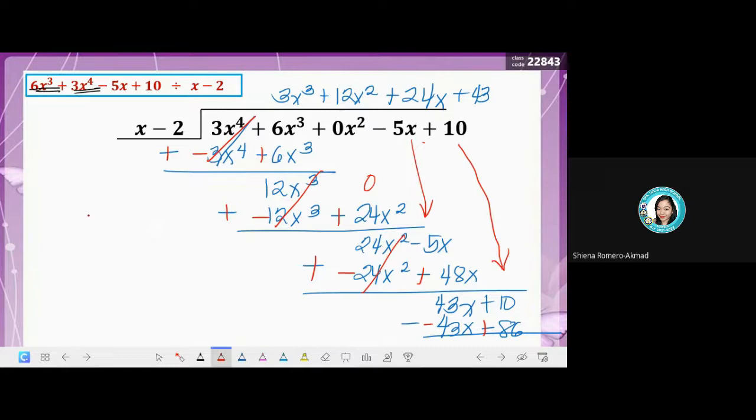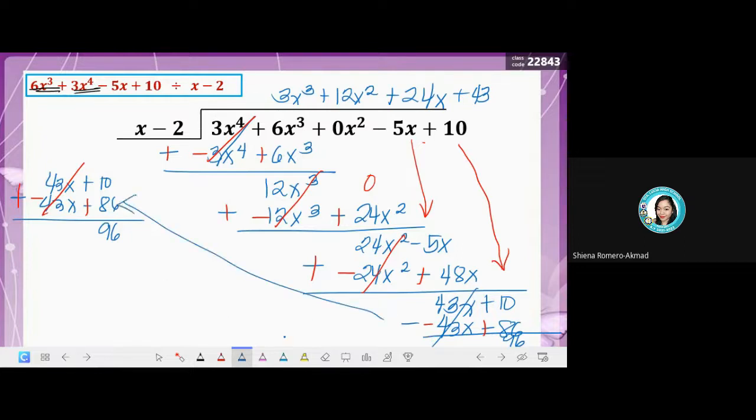It no longer fits, so I'll continue it here. 43x plus 10. 43x minus 86. When we subtract, we change the sign. Then proceed to addition. So this will be 0, and this, when we add them, the answer is 96. Okay, so 96 is the answer here. I extended it here because it was too short. So, that's how to divide using long division.